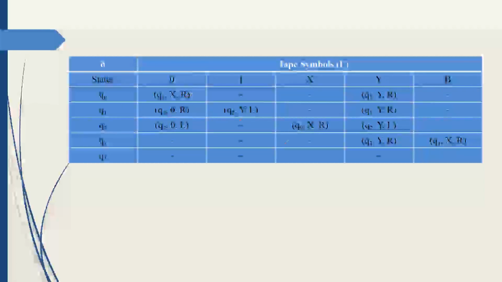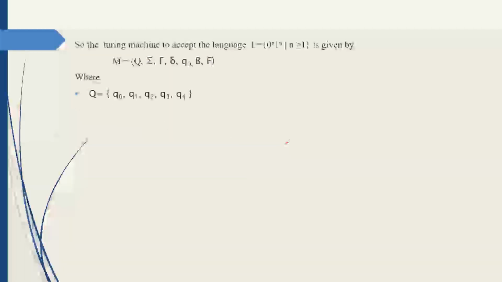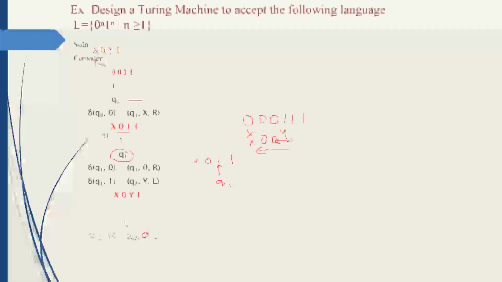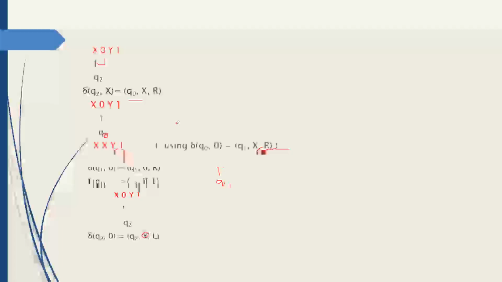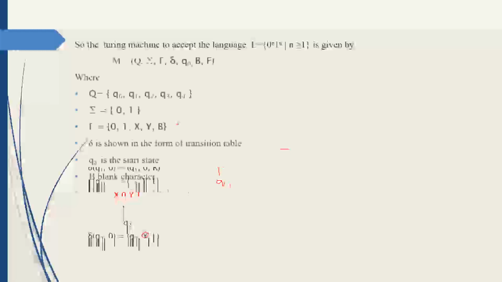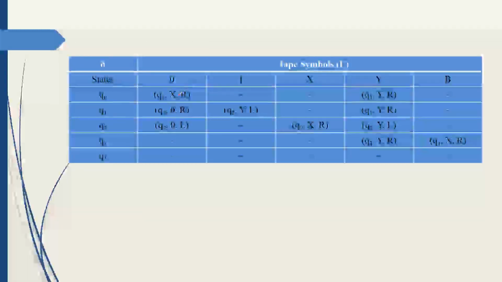Q0 on 0, we say that Q1 XR. Check here. Q0 on 0 is Q1 XR. According to that only we are going to write. See here. Q0 on 0 is Q1 XR, how do we read this? If you are in the state Q0 and input is 0, we say that change the state to Q1 and 0 to be replaced by X and move the cursor to the right direction.